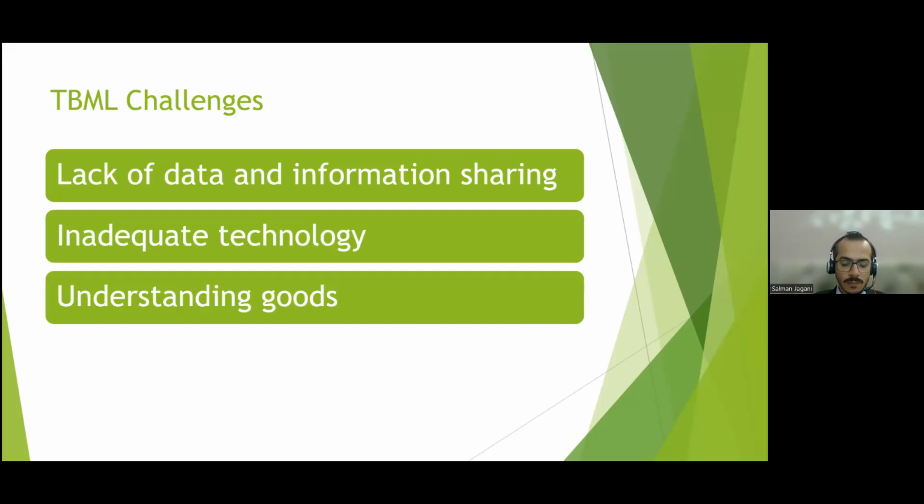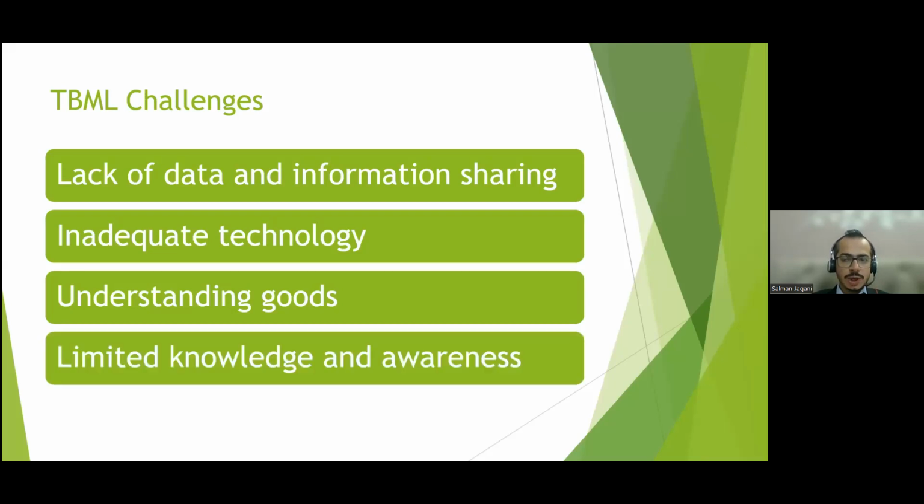Are they not dual use of goods, which I'll be describing ahead? Then limited knowledge and awareness. Obviously, proper training and awareness should be given to the customers on how TBML is being done in the open market, and training should also be given to the personnel in the organization so that they have good knowledge about how to identify and detect it.